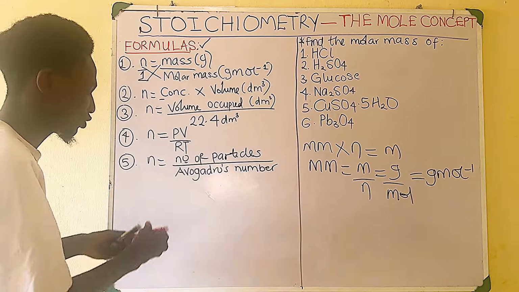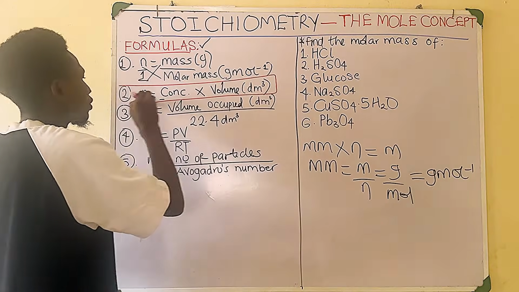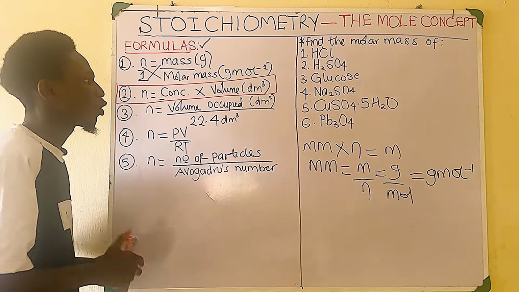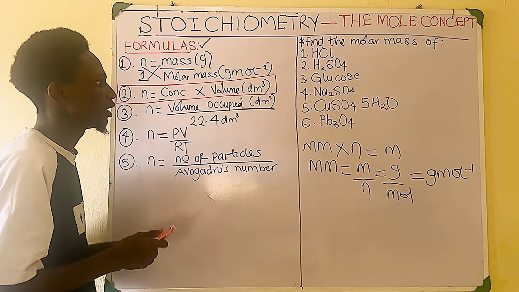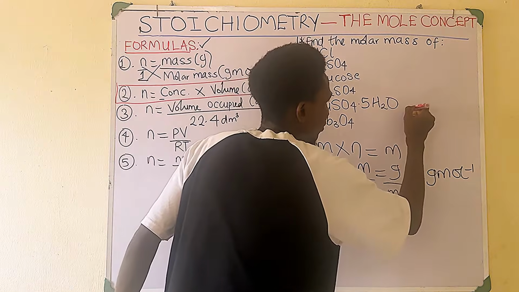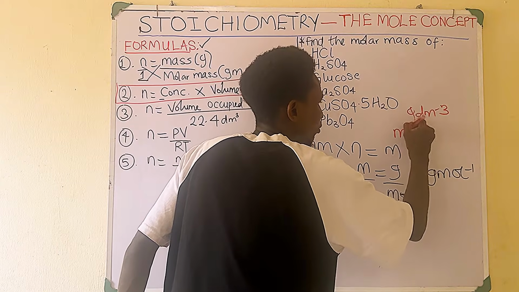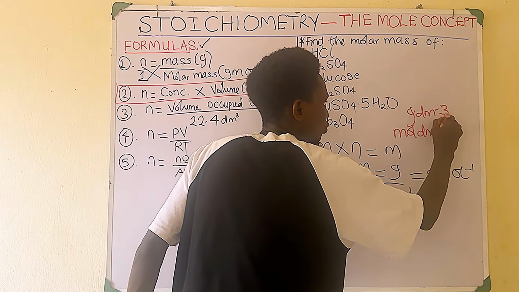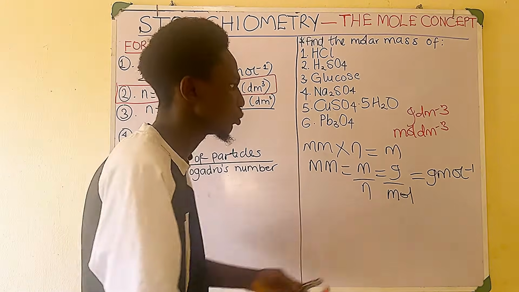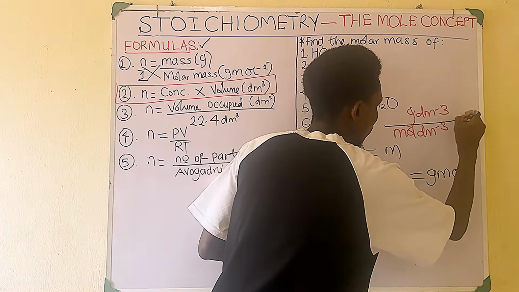Now, the second formula you should take note of is concentration times volume in dm cube. Please take note: concentration times volume in dm cube. We can have concentration in both gram per dm cube and mole per dm cube. So we can have concentration in these two units, but the concentration we have here is in mole per dm cube. Please take note, it is in mole per dm cube.